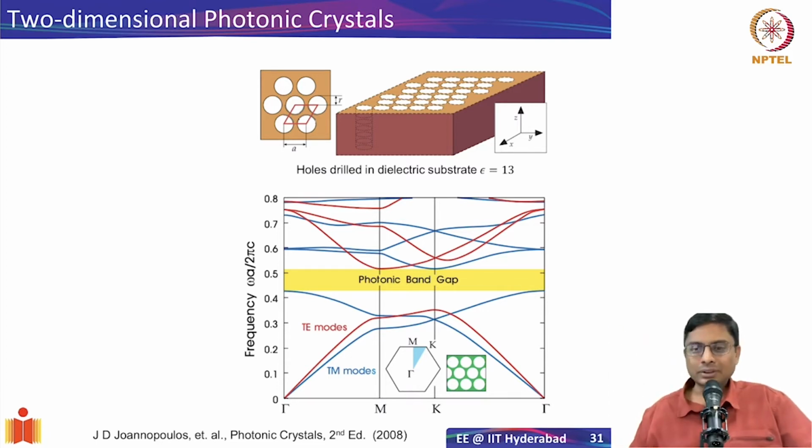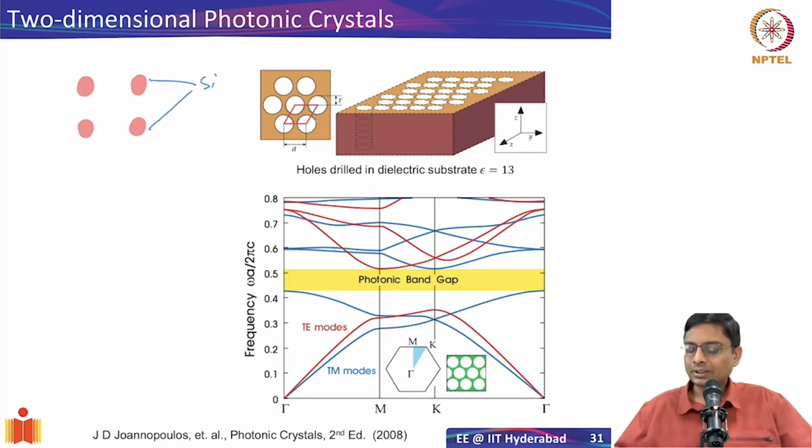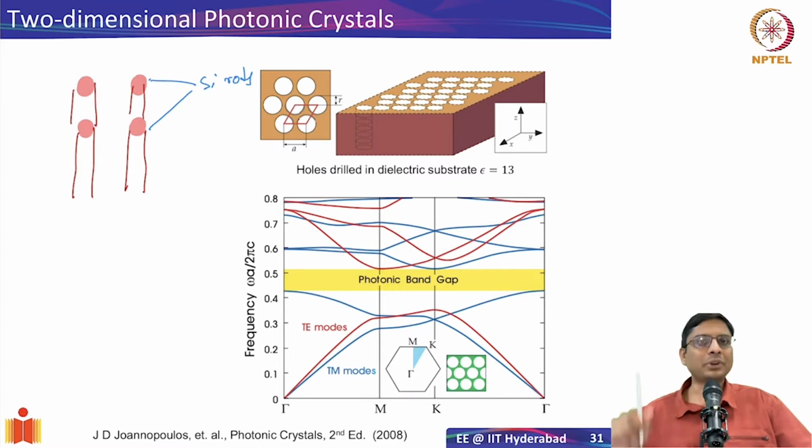So the immediate alternative was to think of a two-dimensional arrangement of materials. One of the first ideas explored was, what if I have a scenario like this? I have a two-dimensional arrangement of, let's say, silicon rods. In the z direction they are kind of infinite, going all the way in. So you have this 2D arrangement of rods, silicon rods which are protruding from a surface.